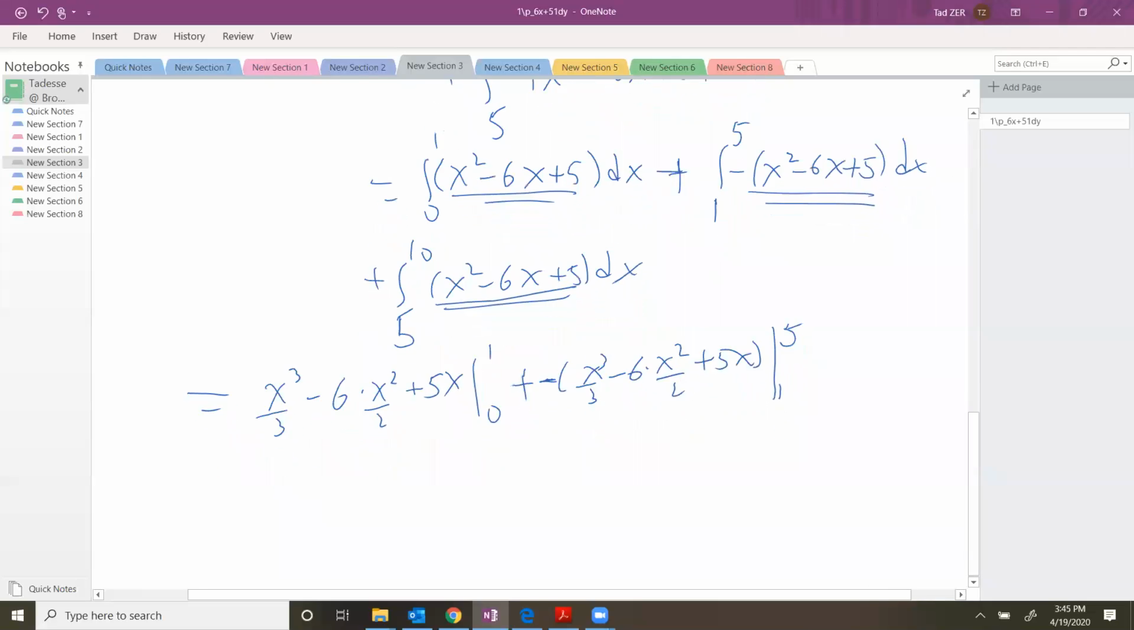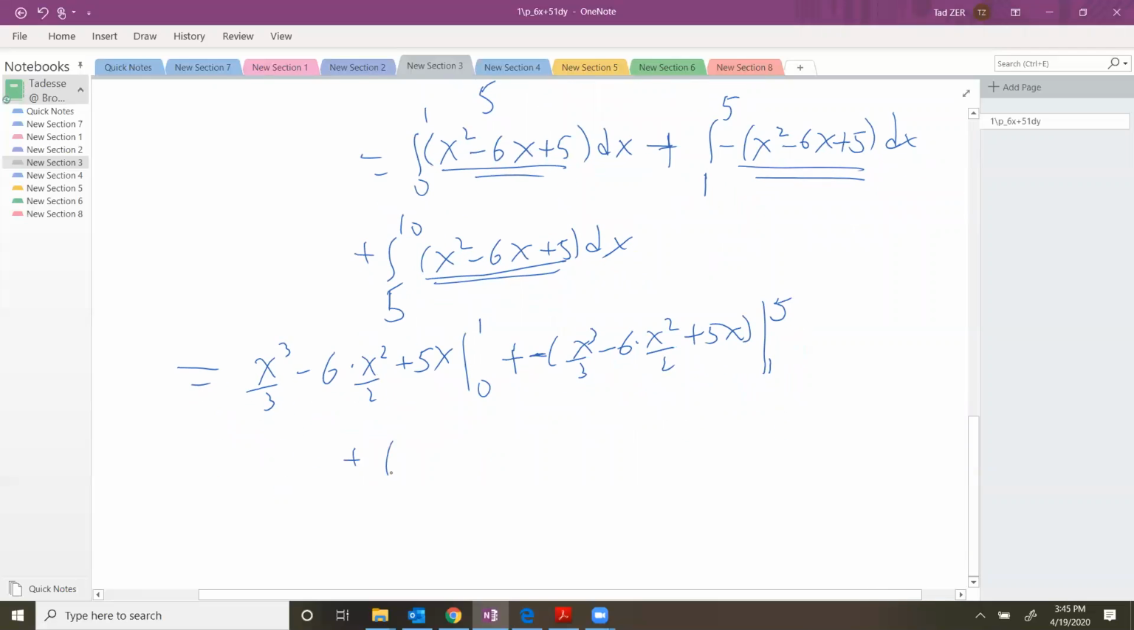Okay, plus the next one is again the same thing, x cubed over 3 minus 6 times x squared over 2 plus 5x from 5 to 10. So the remaining thing is you just need to evaluate at 1 minus at 0. You evaluate at 5 minus at 1. You evaluate at 10 minus at 5.